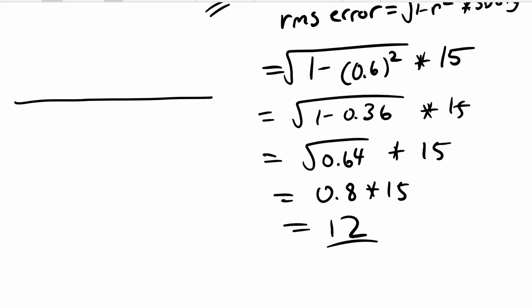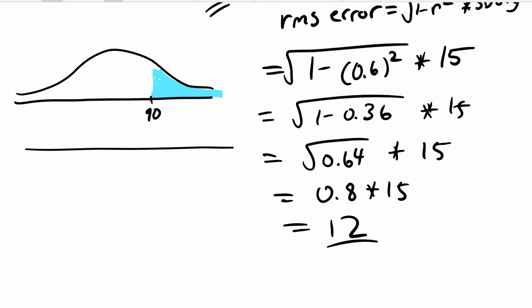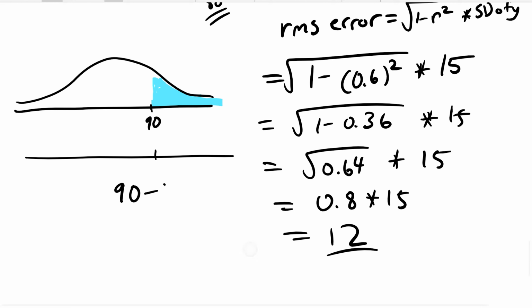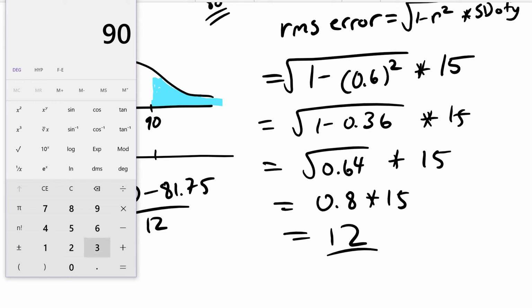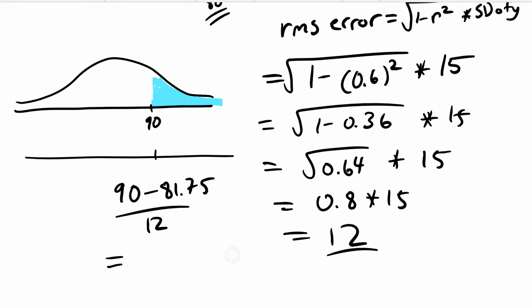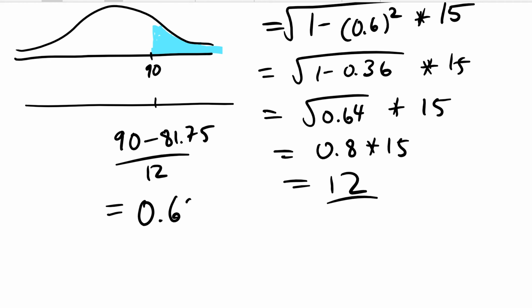From this point forward, it's very similar to what we did in part B. We want to find the area under the normal curve to the right of 90. We need to convert 90 to standard units. So we do 90 minus the new average, 81.75, divided by the new standard deviation of 12. 90 minus 81.75 is 8.25, and we divide by 12 to get 0.6875.